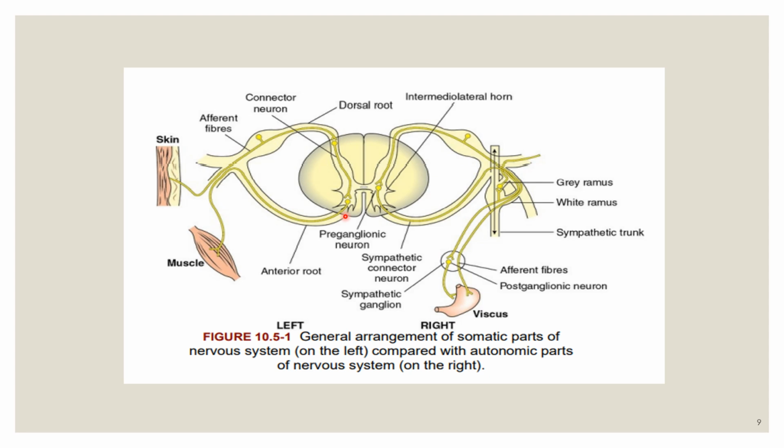Then it is activating the efferent nerve fiber which is going to the muscle through the anterior root. So this is the somatic nervous system. Here, if you see, this preganglionic neuron is starting from the intermediolateral horn of the spinal cord and it is coming through the anterior root. Here the sympathetic neuron is showing.